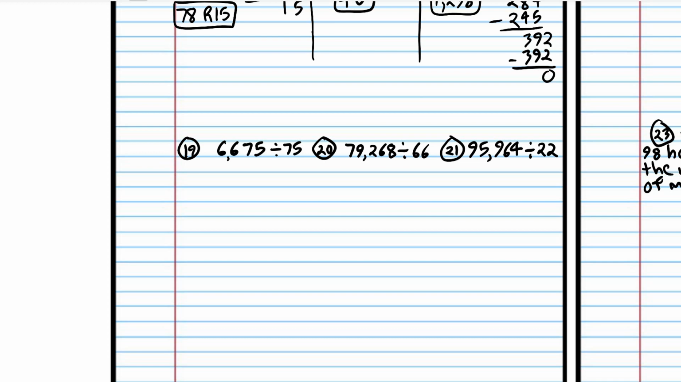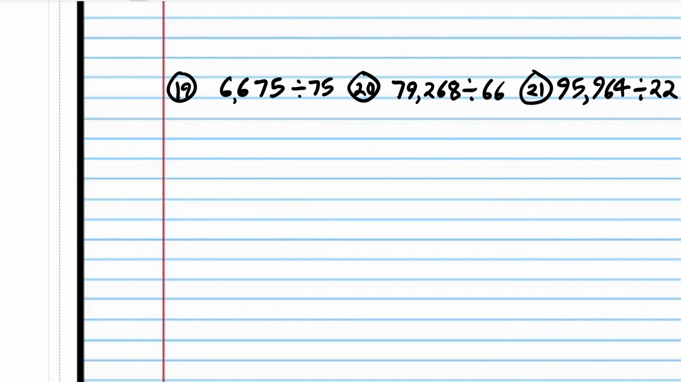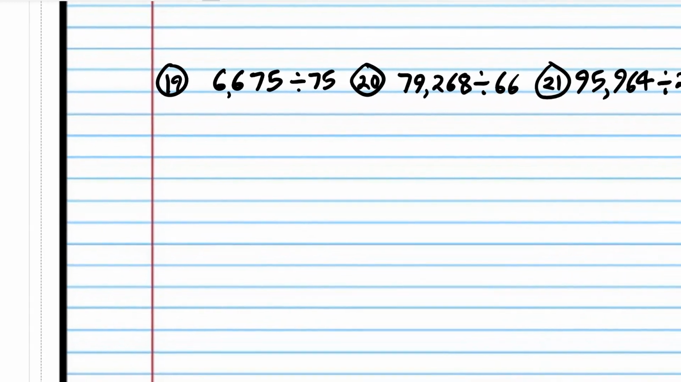6,675 divided by 75. Try these problems. You can try the next 3 if you want. And when you come back, we'll do them together. You're doing good so far. All right, here we go.